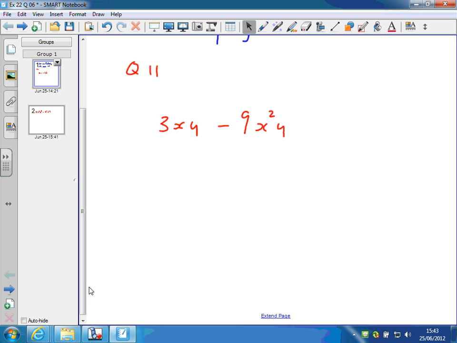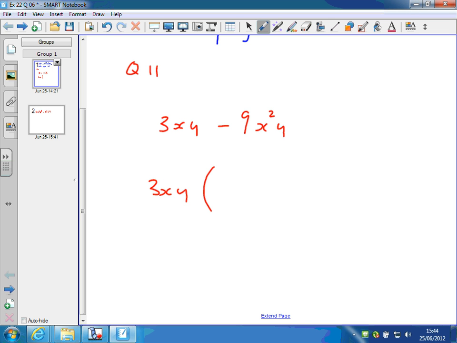Factorise, take outside the bracket what's common to both terms. Well, there's a 3 that's common to both terms because 3 goes into 3 and 3 goes into 9. There's at least one x in each term and there's at least one y in each term. So I could take out 3xy outside the bracket. And then I ask myself the question, what am I left with inside the bracket?